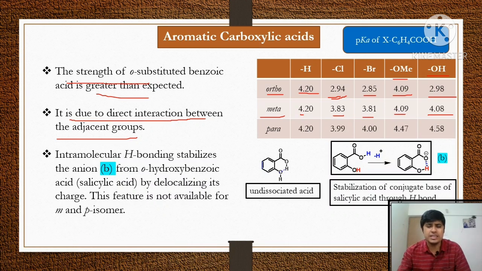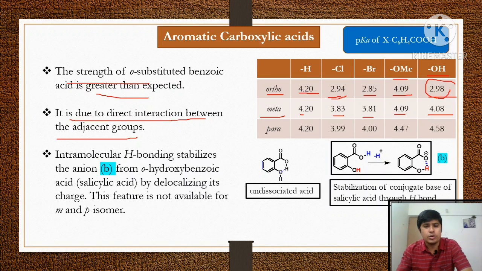Now if we see this value 2.98 for orthohydroxybenzoic acid, that is very low as compared to all these substituents and all these acids. That is, ortho-hydroxybenzoic acid is a much stronger acid than all these substituted acids. Okay, why is it so? Because this orthohydroxybenzoic acid is salicylic acid.